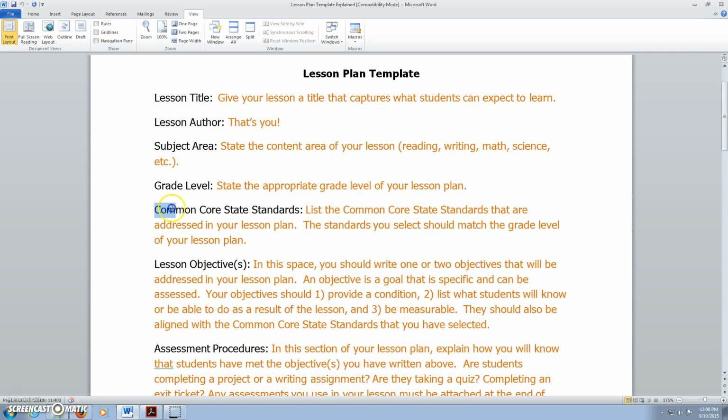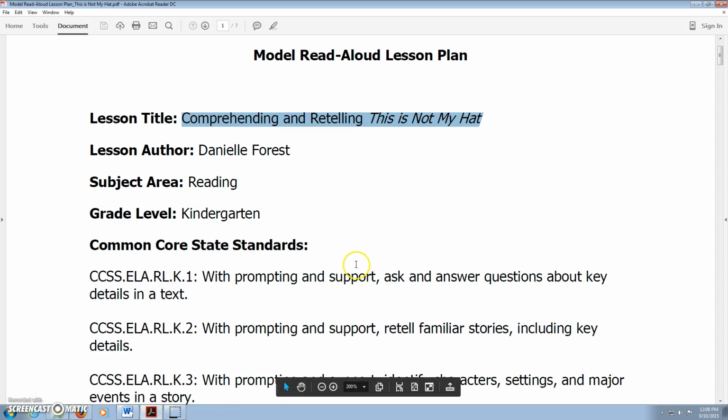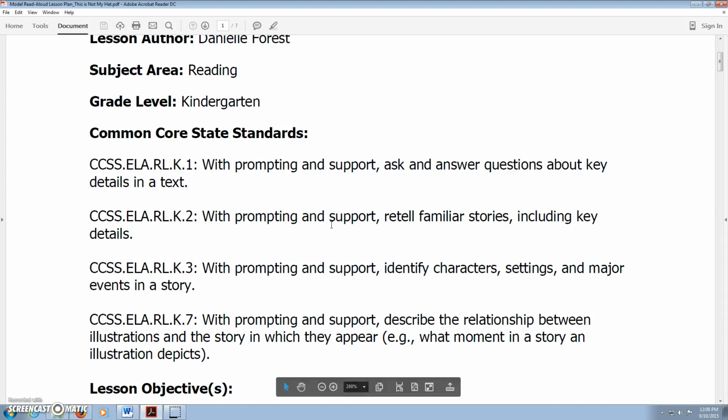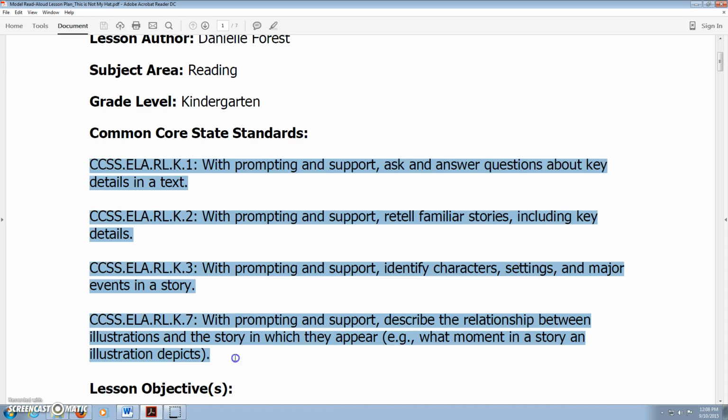Then we have your Common Core State Standards, which we've talked about in some other videos this week. The grade level of the Common Core State Standards that you select should match the grade level that you have already specified here in your lesson plan. So in my model lesson plan, I specified my grade level as kindergarten, and I have Common Core State Standards for English Language Arts listed for kindergarten.